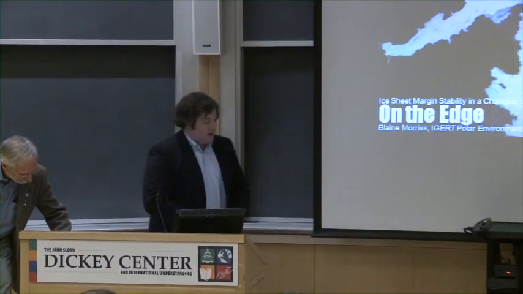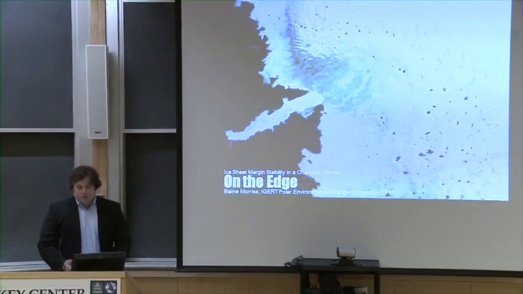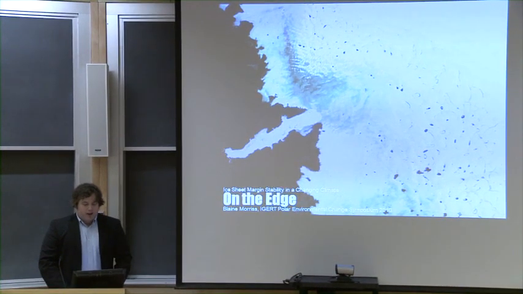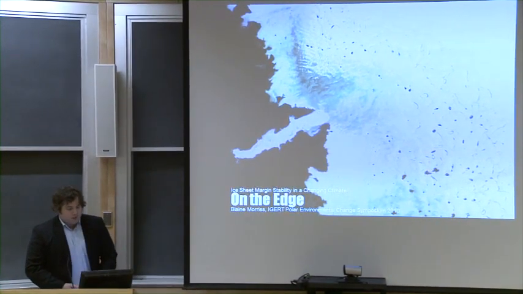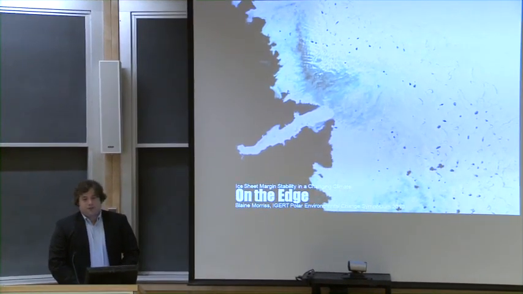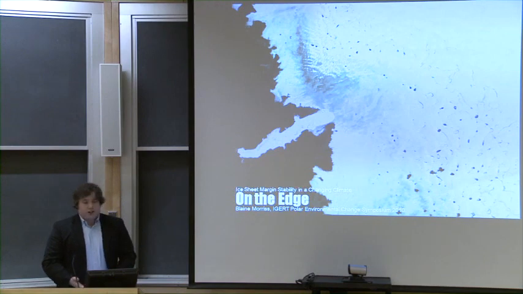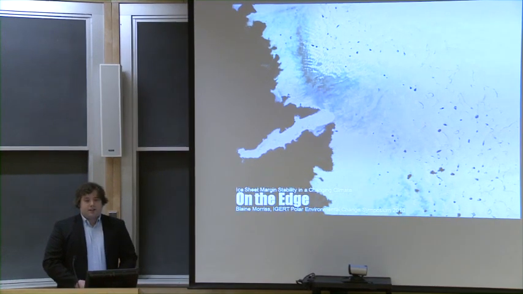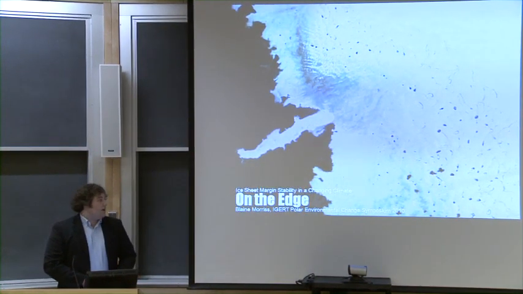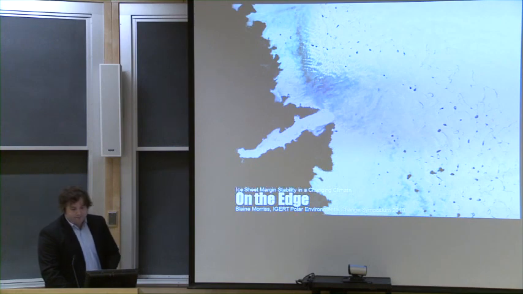All right. So I'm Blaine Morris, and I'm here to talk about ice sheet margin stability. From the beginning, why talk about ice sheets? Well, it's where most of the ice is, and it's where 90% of the fresh water on the planet is, and it's likely going to be the source for most of the sea level rise that we might see in the future. And why talk about the margin? Well, the edges are where a lot of the stuff is happening. It's where the ice meets the ocean, where the ice is the thinnest, and pretty much where the most is happening.